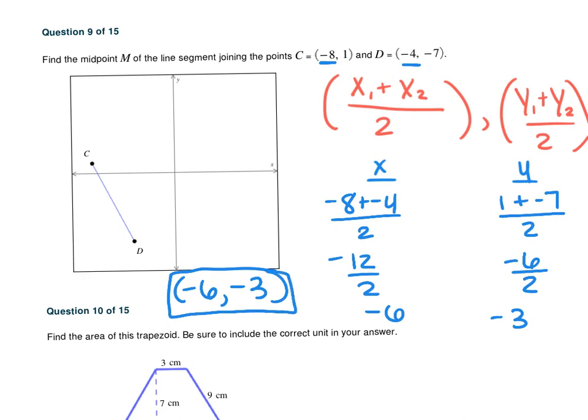And one thing too is just by looking at this, I know my midpoint is going to be in this quadrant somewhere, right? On this line, -6, -3 would fall in this quadrant as well. So that's how I know I got my answer correct.